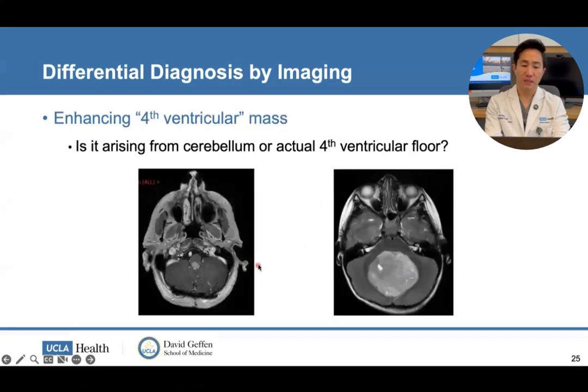If it's an enhancing fourth ventricular mass, where is it coming from? Is it coming from the floor of the fourth ventricle, in which case think ependymoma, or is it coming from the roof of the fourth ventricle, in which case think more along the lines of a medulloblastoma?